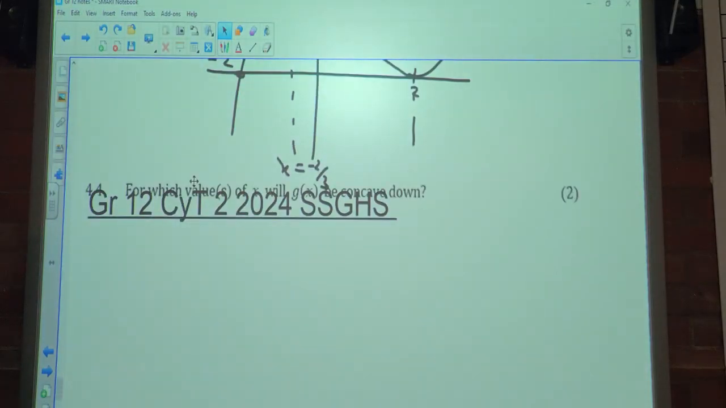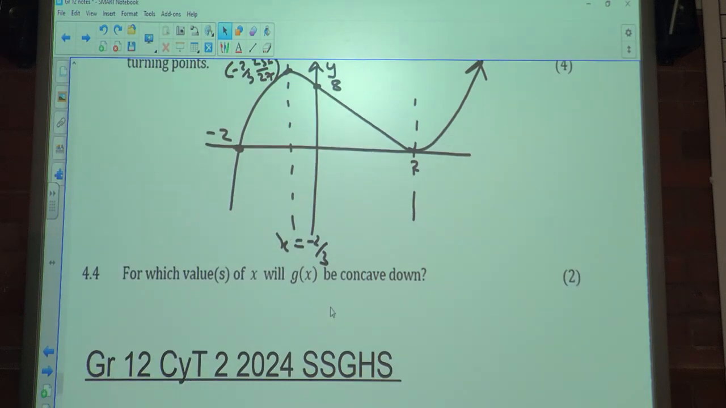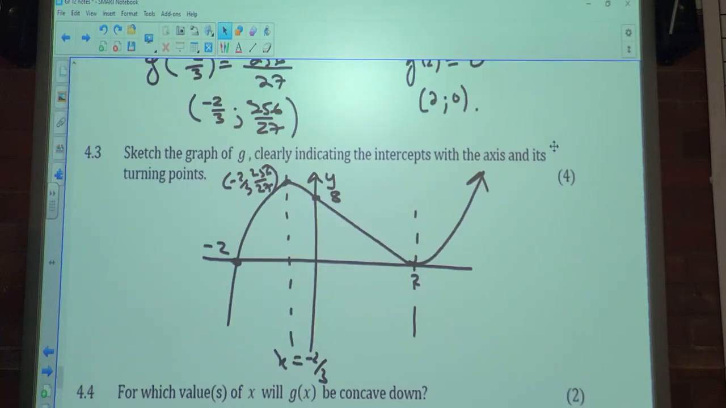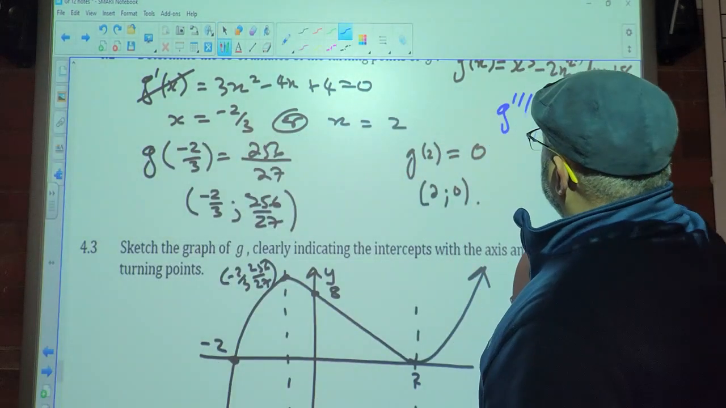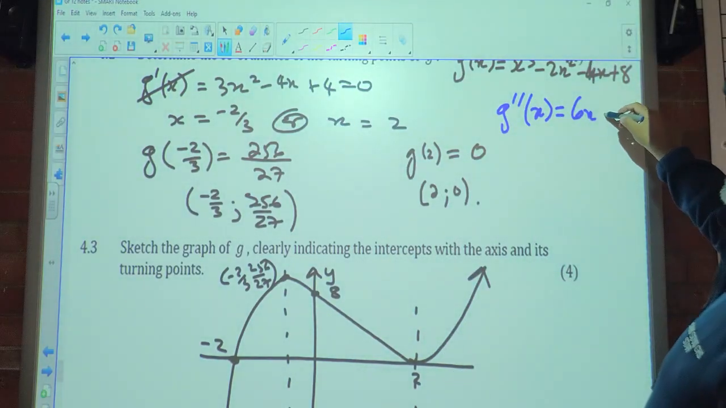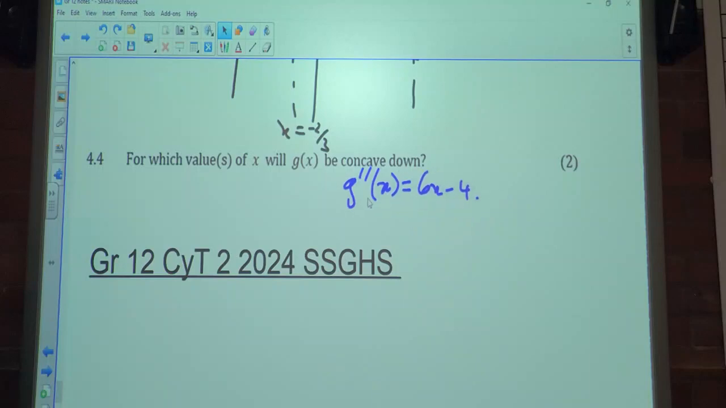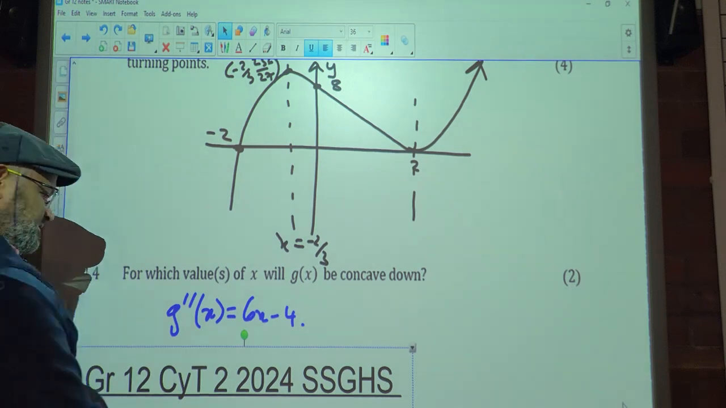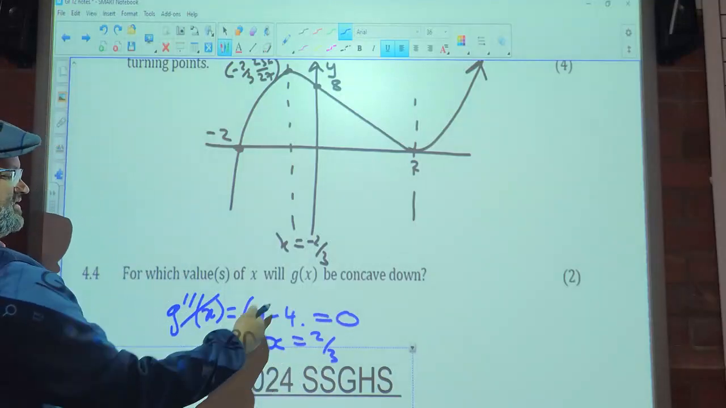Let's look at 4.4. For which values of x will g be concave down? So concavity is dependent on your second derivative, not your point of inflection. If you calculate your point of inflection, what do we get? g double dash of x is equal to, that's my first derivative, apply a derivative, I'm going to get 6x minus 4. You all agree with that? The second derivative, then what do we do? We set that equal to 0. So x is 2 over 3, or 4 over 6.